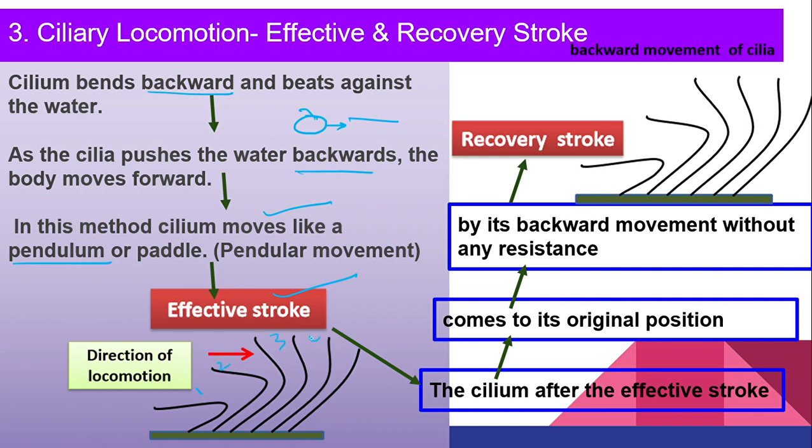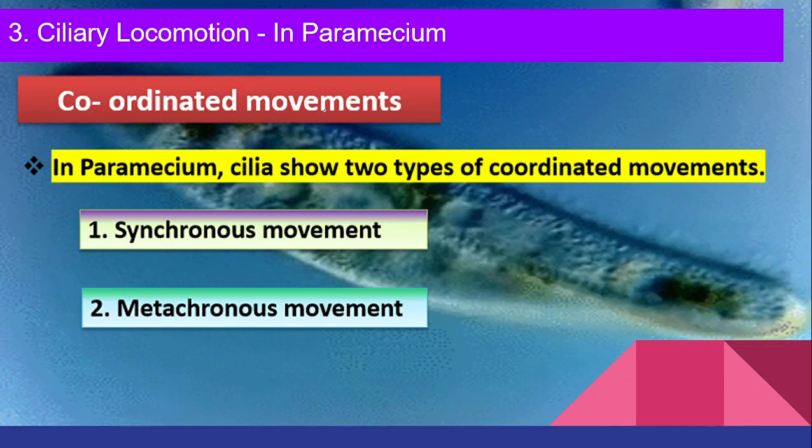So here you can see this is 1, 2, 3, 4, 5, 6. This is your effective stroke from 1 to 6. Now what will happen? The cilium, after the effective stroke, again comes back to its original position by its backward movement without any resistance. So during the effective stroke, it moves forward. During the recovery stroke, it moves backward. Right? So this was about the effective and recovery stroke.